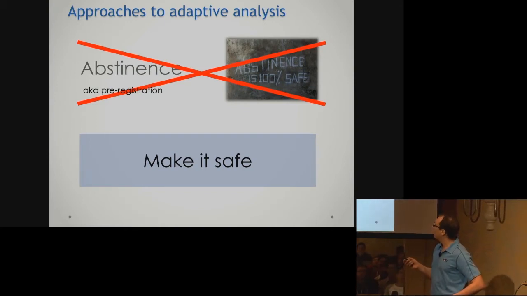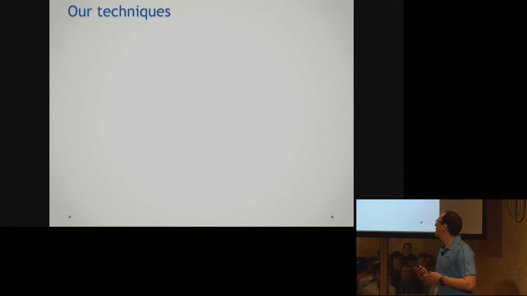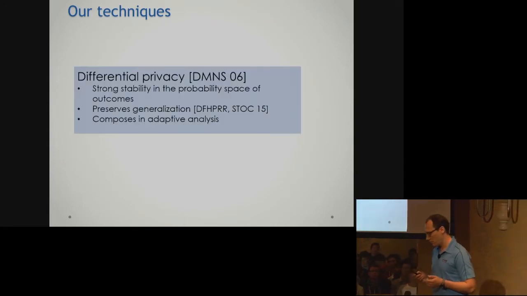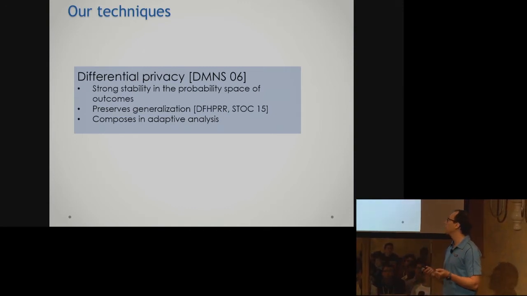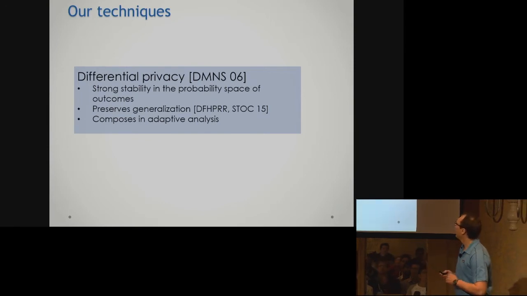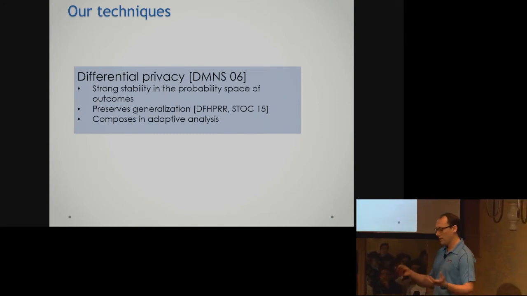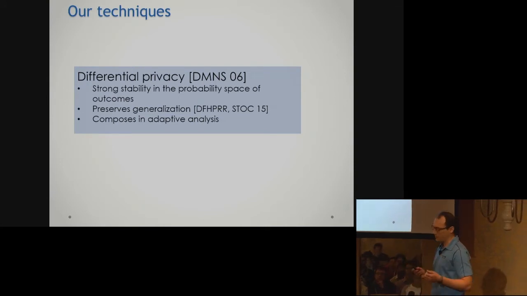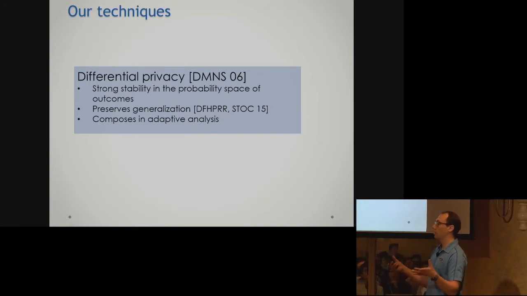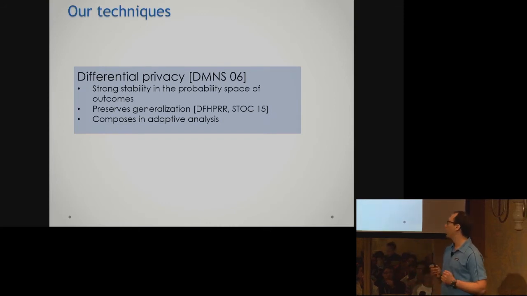So let me briefly mention the techniques that we show can be used in this adaptive setting. The first technique is based on differential privacy. It's a notion of privacy, but privacy in this case is not very important. What's important is that it's a notion of strong stability in the probability space of outcomes. An important property of it is that it preserves generalization, meaning that if you analyze something with differential privacy and use the results of that analysis, then subsequent analysis will still generalize. It also composes in this adaptive setting, meaning that if you use 2 algorithms which are differentially private, their composition will be differentially private. This is one of the properties that the usual notion of stability does not have.